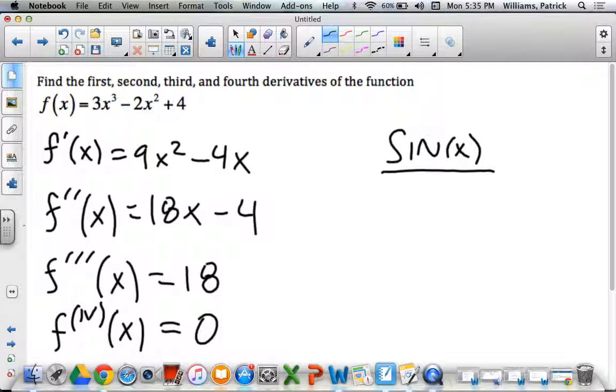So come tomorrow to class with questions, and we will start the next video soon talking about what first and second derivatives can tell us about graphs of functions.